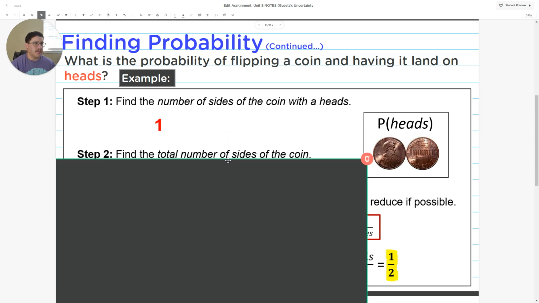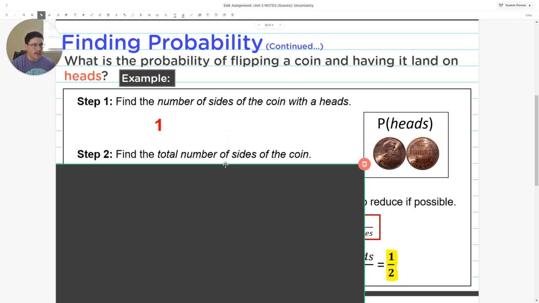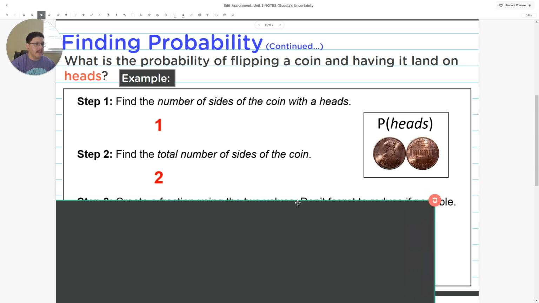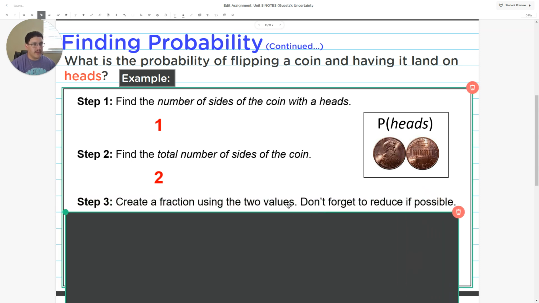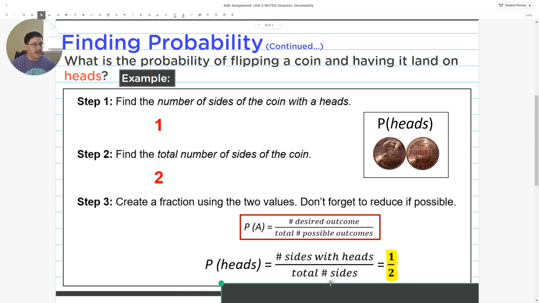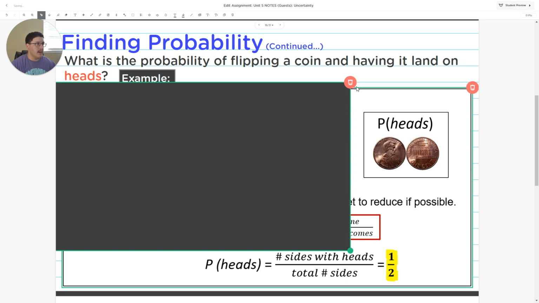Now, step 2. Find the total number of sides of a coin. So on the coin, we have two sides, the heads and the tails. So we have 2. Step 3, create a fraction using the 2 values. Don't forget to reduce if possible. So again, the fraction is the desired outcome, which is the number of heads, divided by the total possible outcomes, which is the total amount of sides we have in a coin, which then translates to 1/2.